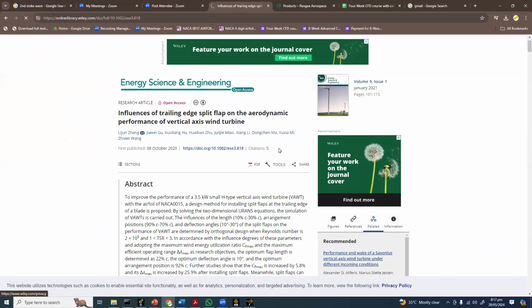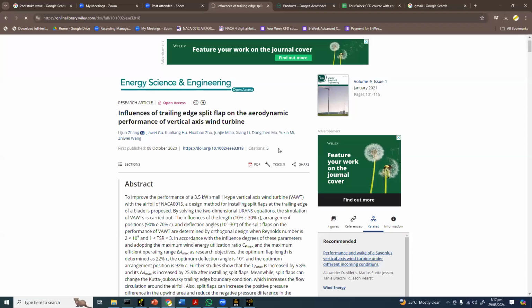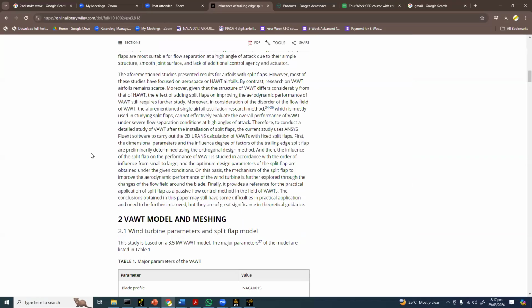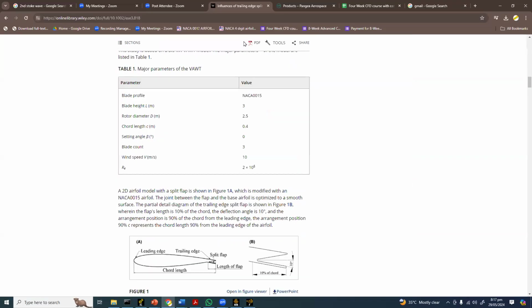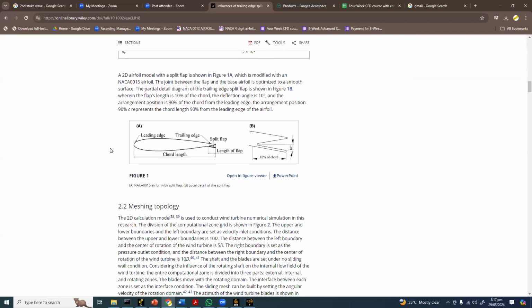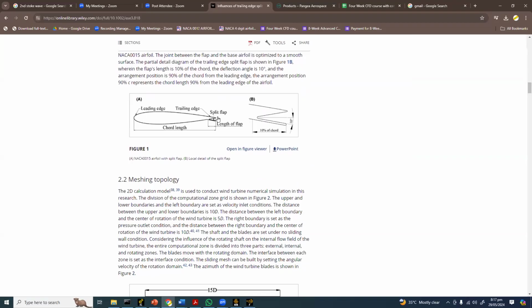Citations up till now are 5. I don't think so. This is a very good paper actually, but this is what I was referring to at that time. The whole paper is given here. We're not modeling the trailing edge split flaps.